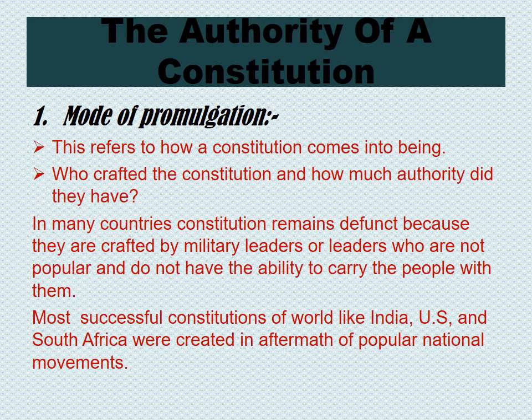So the first source of authority of the constitution is the mode of promulgation. What does it mean? This refers to how a constitution comes into being, who crafted the constitution, and how much authority they had. In many countries, constitutions remain defunct because they are crafted by military leaders or leaders who are not popular and do not have the ability to carry the people with them. The most successful constitutions, like India, South Africa and the United States, are the constitutions which were drafted after a popular national movement.